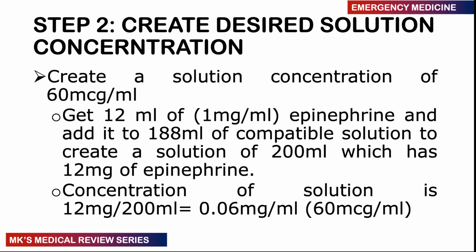Step 2, when we're creating the solution, we want to aim to create a solution that has 60 micrograms per mil. So in essence, that's about 0.06 milligrams per mil. So we're going to get 12 mils of the epinephrine solution. We're going to get 12 mils of the 1 milligram per mil epinephrine solution, and we add it to 188 mils of compatible solution, so that you make up a whole solution that has 200 mils, which contains 12 milligrams of epinephrine. And when you do the divisions, it comes down to your 0.06 milligrams per mil. So that's how you make our concentration.